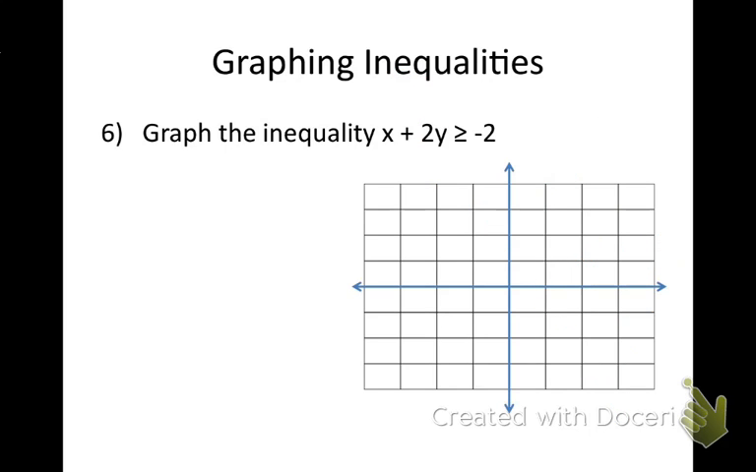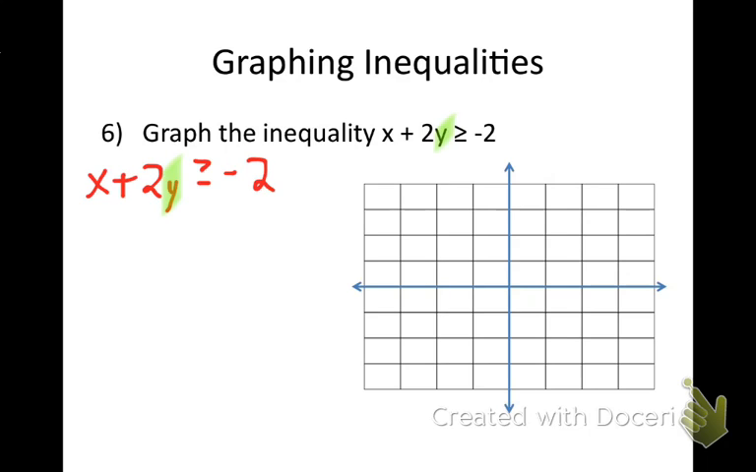All right, number 6 now. What happens if I'm given a problem like this? What form is always the easiest to graph? Slope-intercept form. So if I have a problem like this, what do I want to solve for? I want to solve for just y. So I write my equation over here: x plus 2y is greater than or equal to negative 2. And again, I want to solve for y here. I want to put it into slope-intercept form.